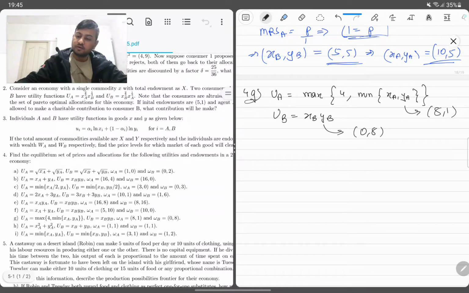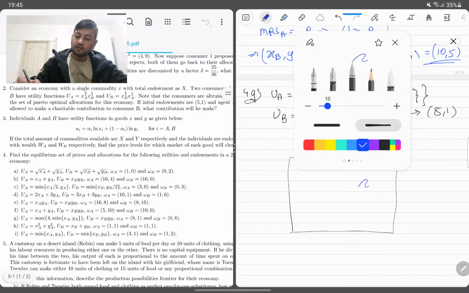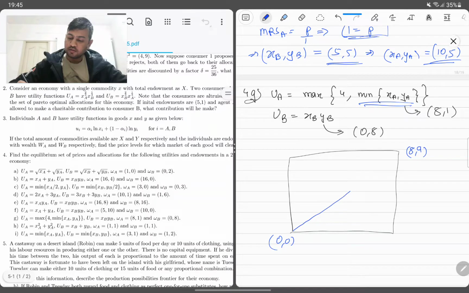So on the Edgeworth box, if I draw the Edgeworth box, what does IC of A look like? So max of 4 comma min. So first let's draw the min. Min xa comma ya. So this point is 0 comma 0 and this point will be 8 comma 9. So it will look like this.